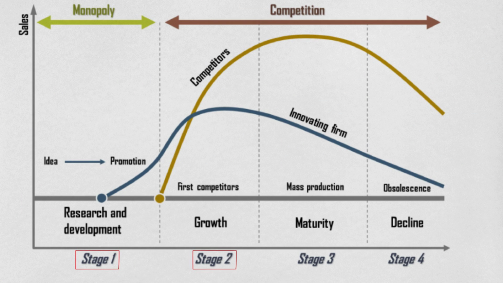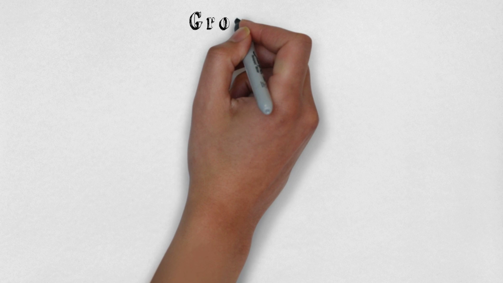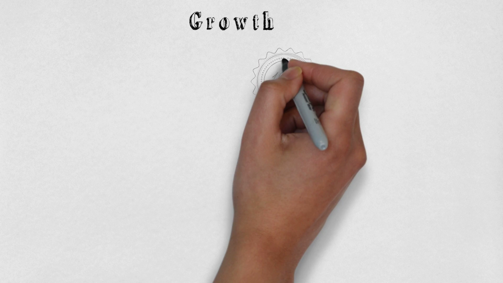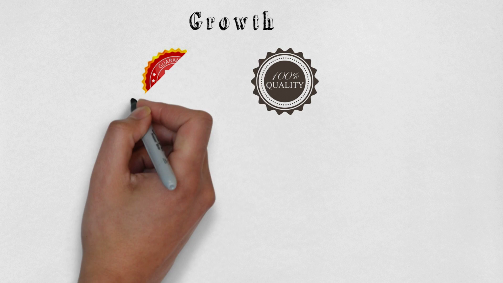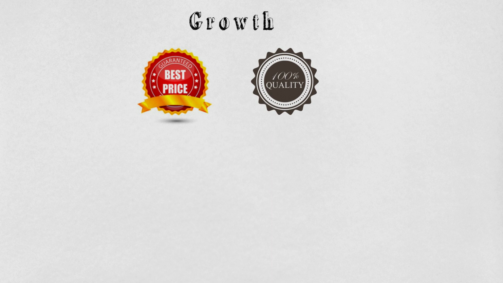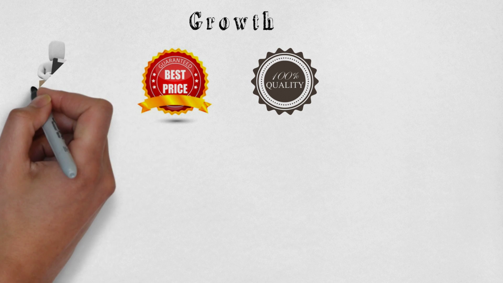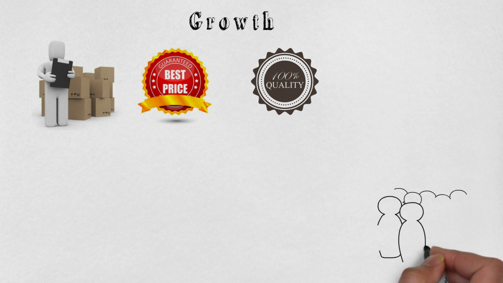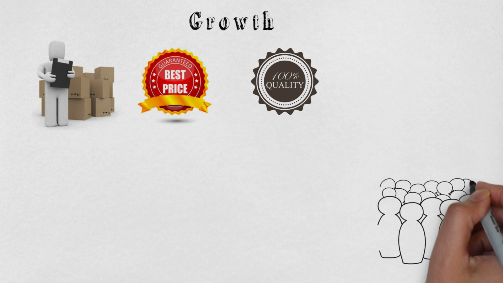Stage 2, growth. Quality is maintained and development prioritizes additional features, complementary products, and support. Pricing will be maintained as the product is likely to enjoy a competitive advantage. Distribution is increased to accommodate increased demands. Marketing focuses on a wider audience.